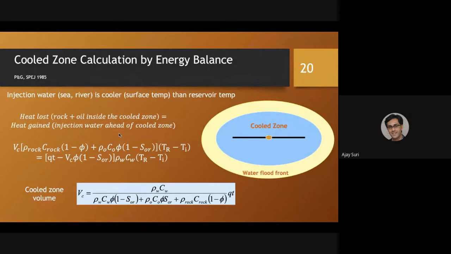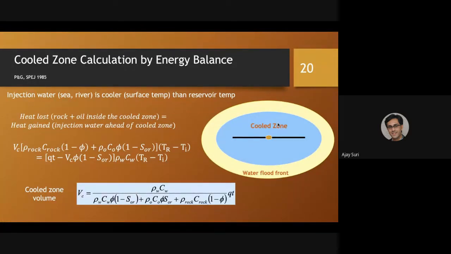So we are injecting cold water into the reservoir, and there will be heat exchange. The water is going to pick up some heat, and the reservoir is going to lose some heat. This gives me a cool zone around the injector. That's the idea, that we have a cool zone, and the viscosity of water in the cool zone is higher, because the viscosity of water is higher at lower temperature, right?